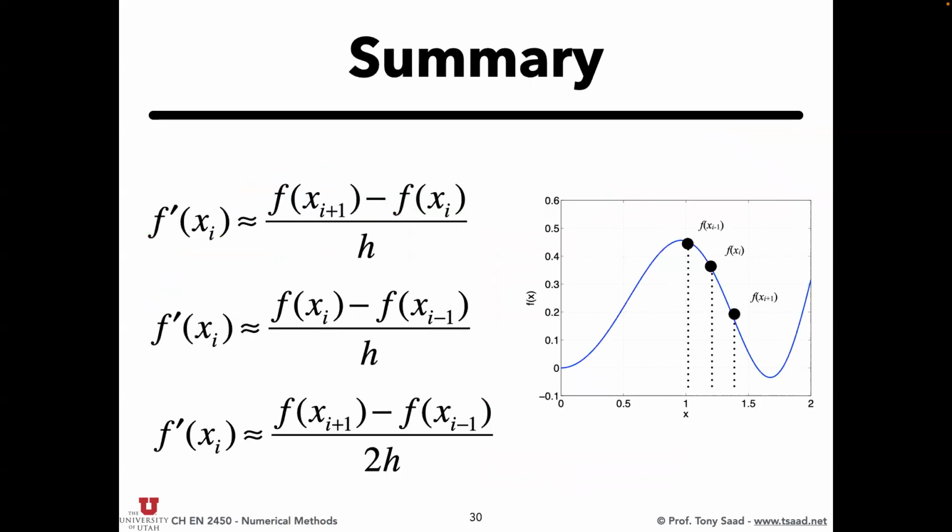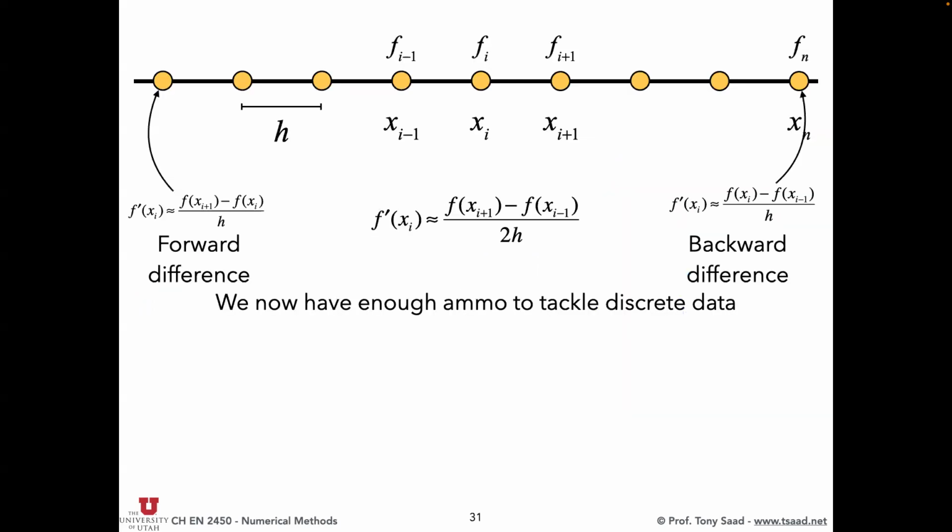Okay. So, in summary, for the first derivative, we learned three formulas. Approximately, f_{i+1} minus f_i over h, forward difference. Backward difference, f_i minus f_{i-1} over h, and central difference, okay? So now, if you have data like this, you can use the central difference everywhere in the middle, everywhere you can. And when you reach the edges, on the left edge you use a forward difference, and on the right edge you use a backward difference, okay?